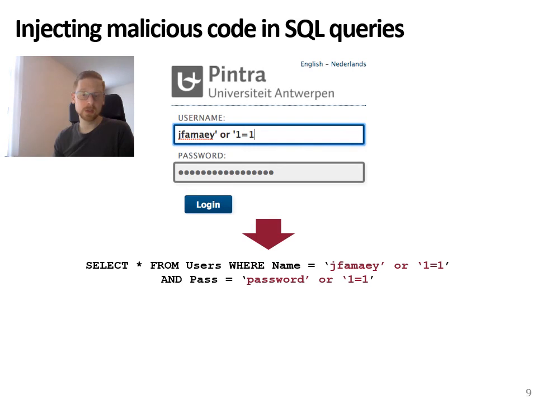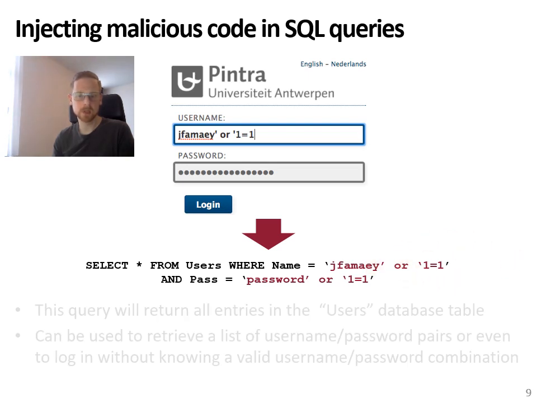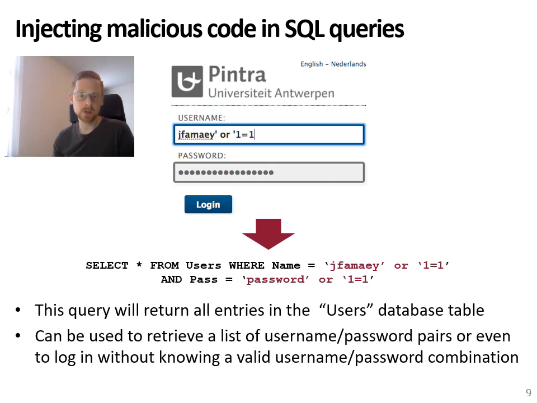However, if the data that is entered into these text fields is not checked on the server side, the user can start adjusting these SQL queries. For example, the user could include additional information like this, and this would result in another type of query, where this part always returns true. As a consequence, this query will return all entries in the user database table, and it could, for example, be used to retrieve a list of username-password pairs, or even to log in without knowing a valid username-password combination.